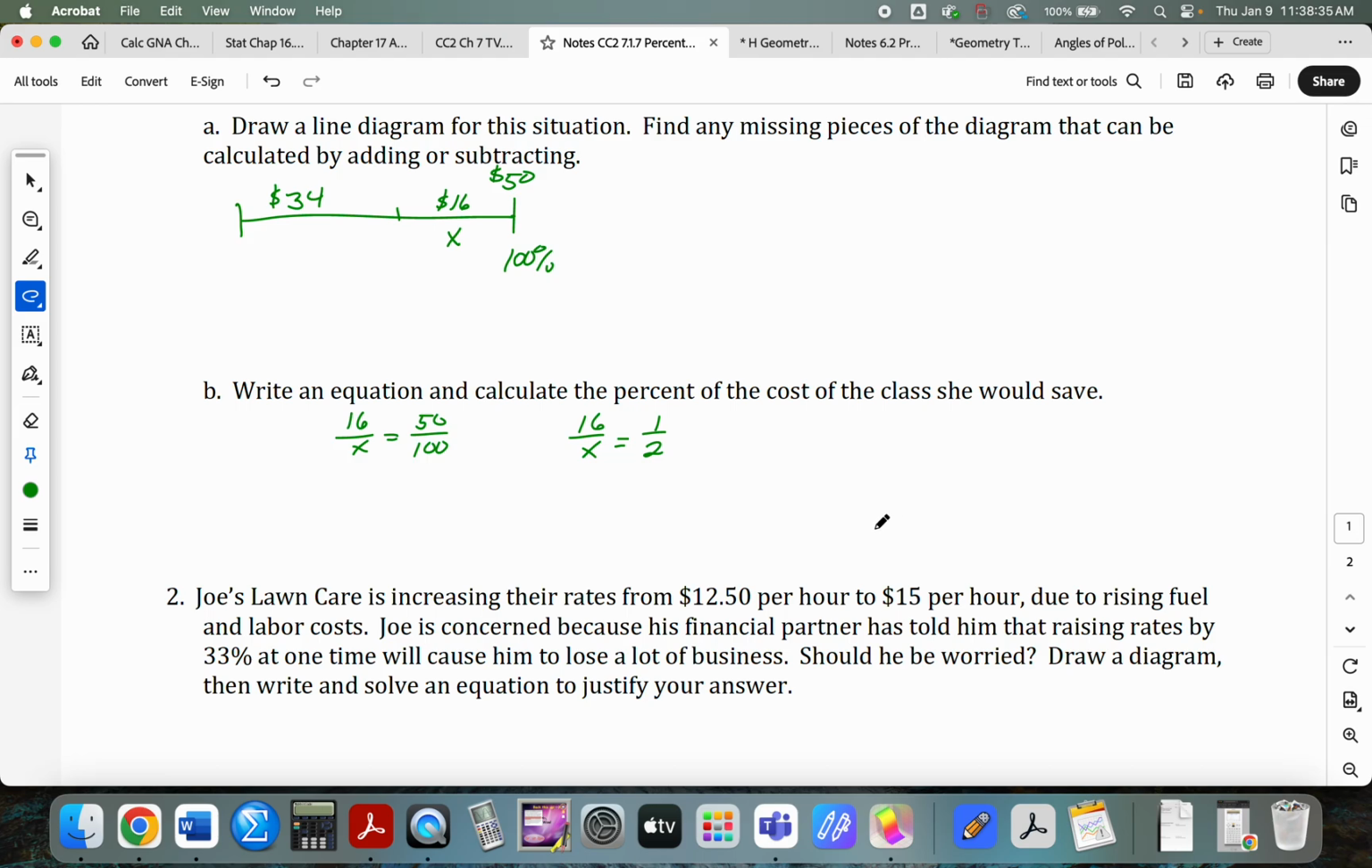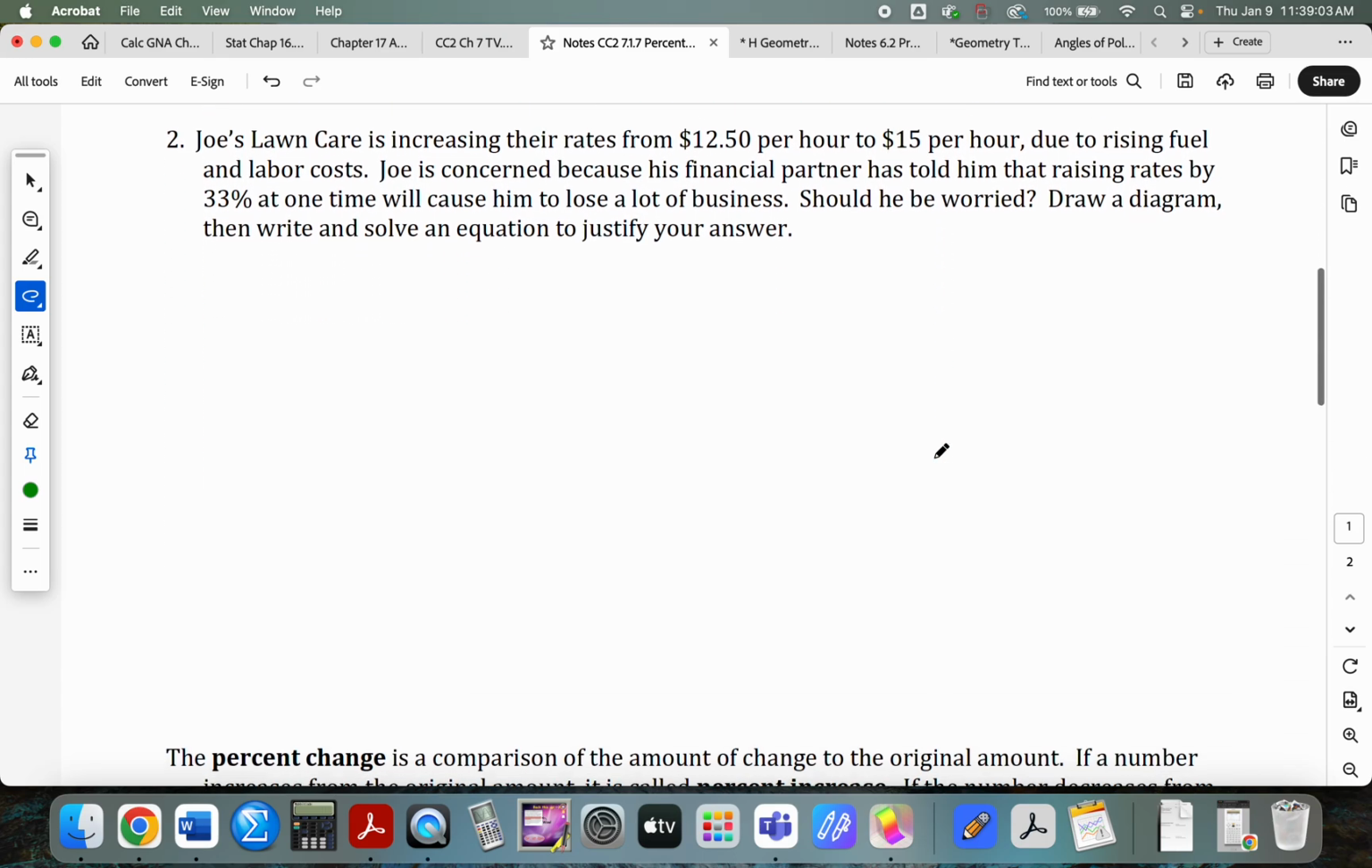There are all kinds of things that we could do for this. Probably most of you would just cross multiply at this point, yes? So that would be x is 32. So it's 32%. Does anyone have any questions about that problem? All right, I gave you that one sort of as a warm-up to something that's a little bit different.